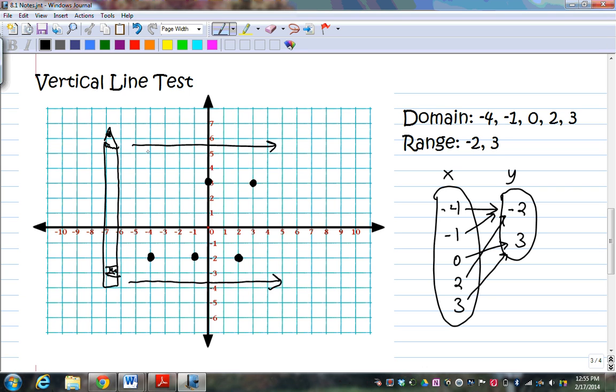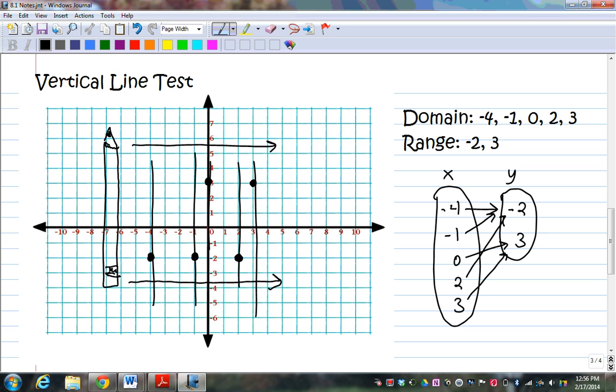So in other words, I drag the pencil across, it comes here, it hits only that 1 point. It comes here, it hits only that 1 point. Here, only 1 point. Here, only 1 point. Here, only 1 point. Each time as the pencil went across the page, or the vertical line went across the page, it only hit 1 point at a time. So it means that this relation is a function.